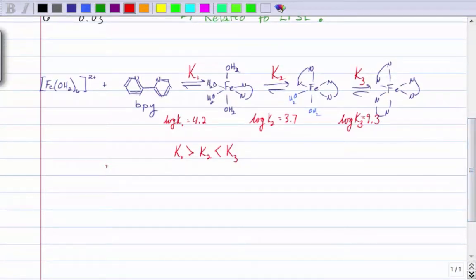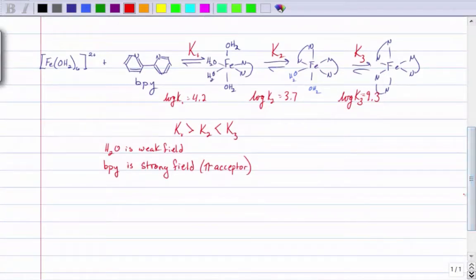So the water is weak field, and the BIPY is a strong field. Why? What kind of ligand is it? It's a sigma donor, and it sure is, it's a pi acceptor. So it can accept electrons from the metal into its pi star orbitals. When you have water as a ligand, you will have a high spin complex. So your octahedral splitting will look like this.